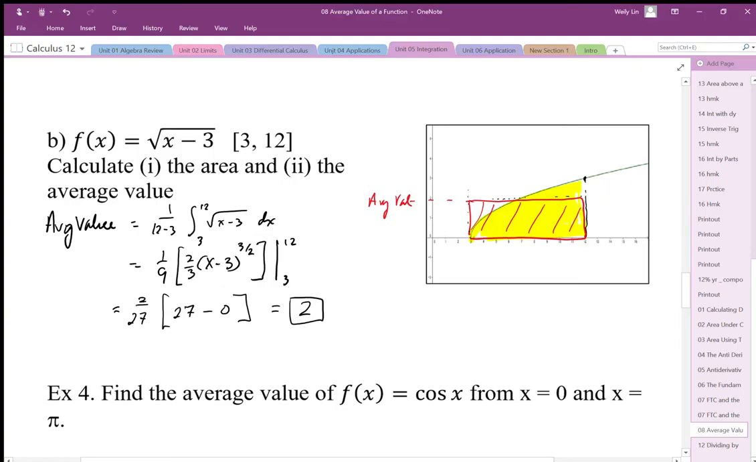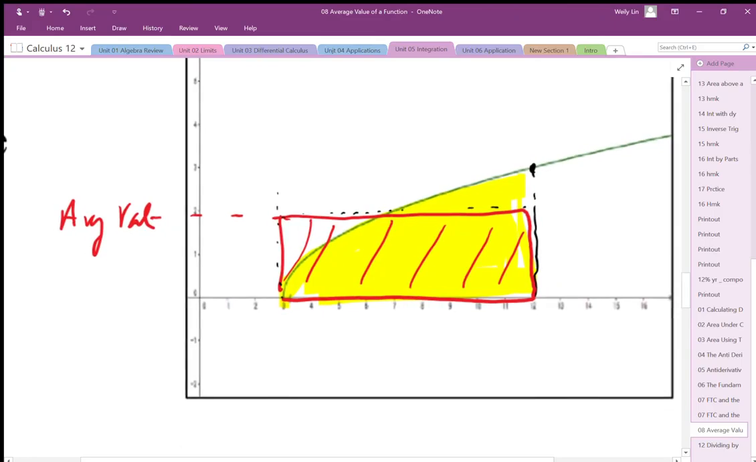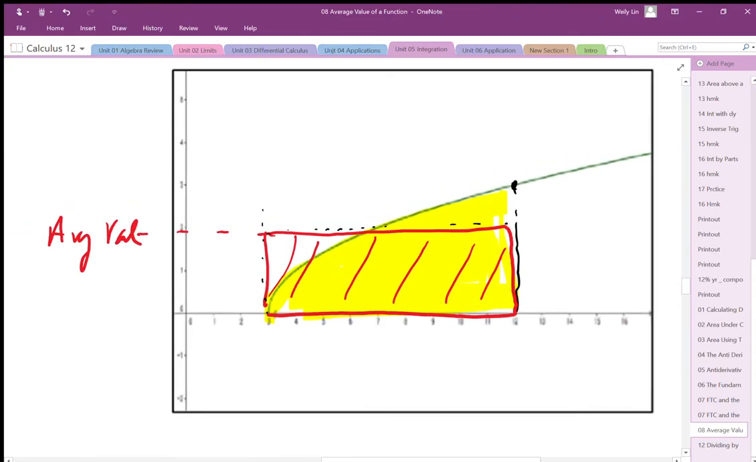If you look at the diagram, that looks pretty good, so my estimate was pretty good. y equals 2: the area above and the white area here are about the same. So that gives me about the average height of that green line through that interval.